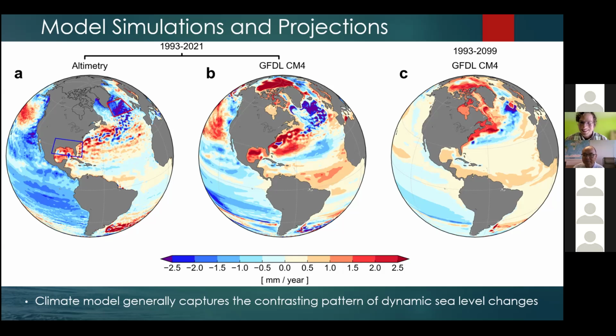Any other questions? I was actually wondering about the drivers of the AMOC slowdown and the emerging pattern that you see. Is that related to cryospheric changes, or are there also other processes?